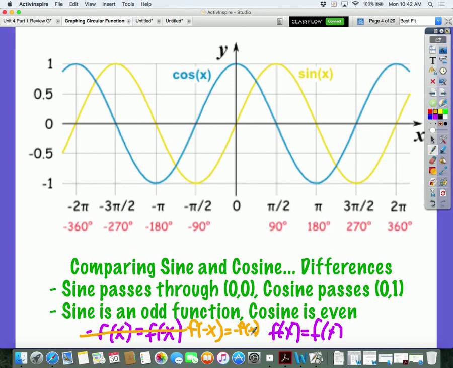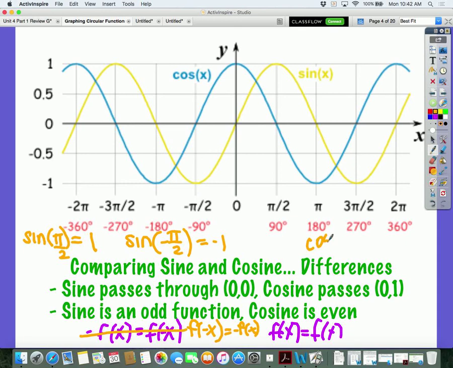Prime example, if you look at the sine of pi, what's the sine of pi? That's 0. What is the sine of pi over 2? It's 1. Okay? Now, I'm going to plug in a negative pi over 2. What's the sine of negative pi over 2? It's the exact opposite, negative 1. Okay? I can do the same thing for cosine.